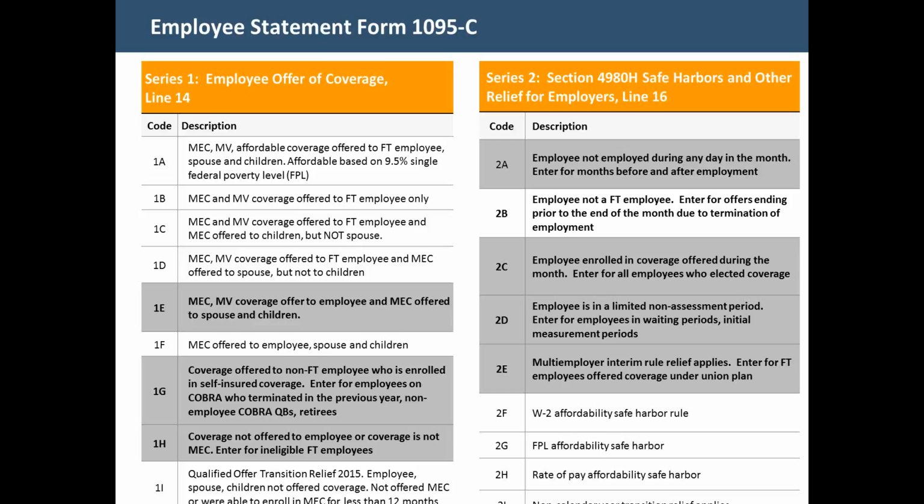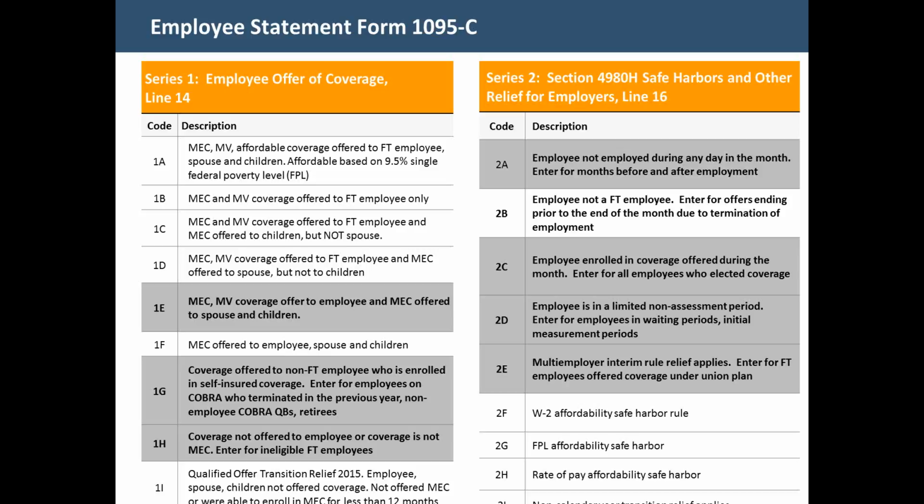Okay, so I talked briefly about the indicator codes that apply to lines 14 and 16. Again, this is sort of the heart and soul of the reporting and what makes it difficult. Line 14 is where the employer chooses from 9 separate codes to indicate the type of offer they made or did not make to the employee. And line 16 is where the employer indicates certain safe harbors and other relief that may apply either to the employer or to that particular employee.